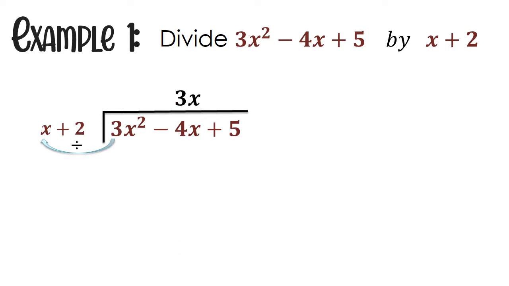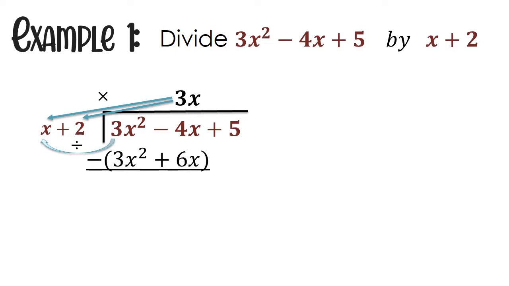And then multiply 3x to x plus 2. 3x times x is 3x squared, and 3x times 2 is 6x. Next step is we subtract. 3x squared minus 3x squared is 0. Negative 4x minus 6x is negative 10x. And then bring down 5. Now we have a new polynomial, negative 10x plus 5. Repeat the step.